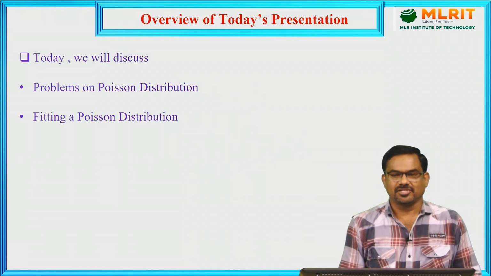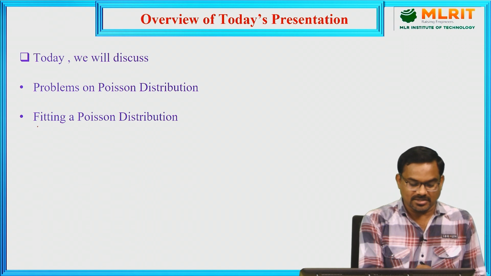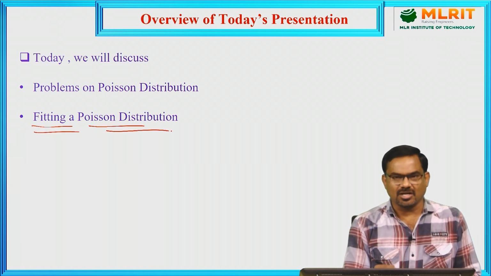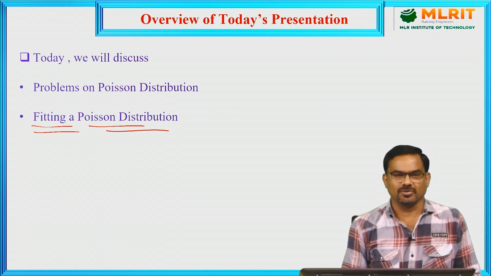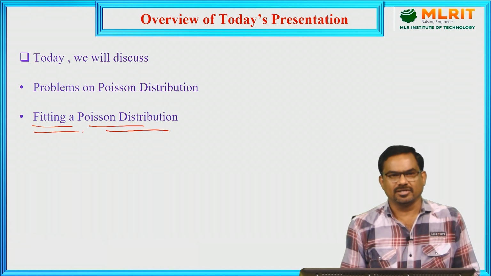In the last session, we have solved some problems on Poisson distribution, and again we will continue the same in today's presentation also. Some other problems on Poisson distribution and a new concept to fit a Poisson distribution. This concept has been introduced in the case of binomial distribution also. The same concept we will repeat here, and we fit a Poisson distribution.